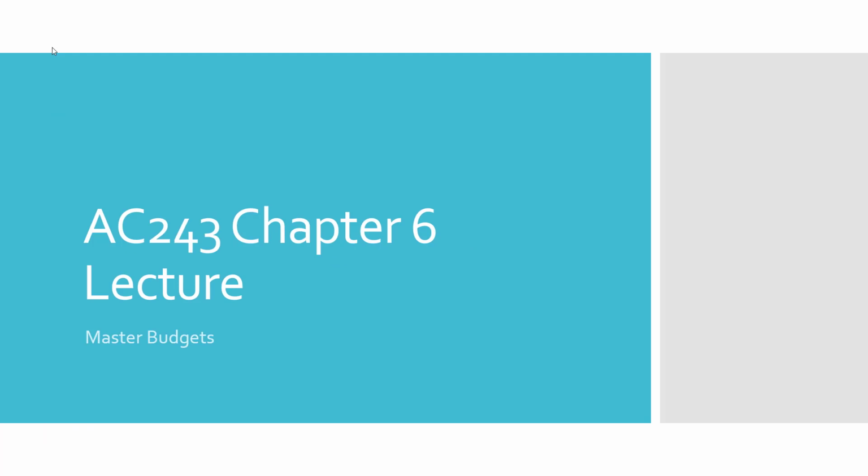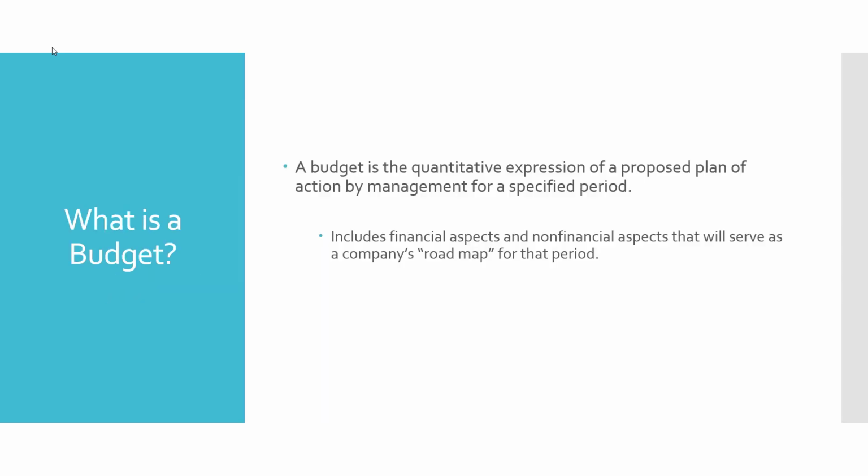Hello everyone. In this chapter you're going to be learning about the process of creating a master budget for your company. What is a budget? By definition, it is a quantitative expression of a proposed plan of action by management for a specified period. In simpler terms, it is the roadmap for your company for the upcoming period. This is what we expect our operations and financial position to look like during the period. And in that process, this is what we're going to have to make and sell and purchase, etc. So it is a large strategic plan for your company that is encompassing of all aspects of your business.